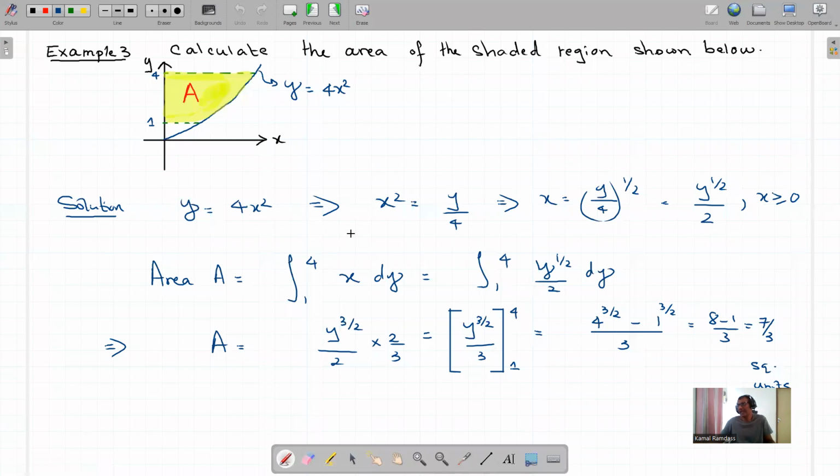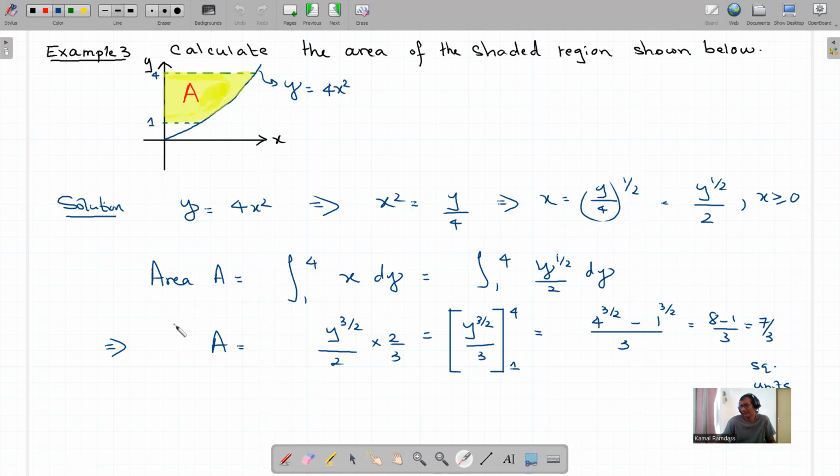Exemple 3. Calculate the area of the shaded region shown below. Bon, là, area between the curve and the y-axis. Here we integrate x dy. Y is equal to 4x squared. X squared is equal to y divided by 4, implying that x is equal to y over 4 to the power of half, y to the power of half divided by 2. Root de 4, c'est 2 for x greater than 0. Bien, nous là.